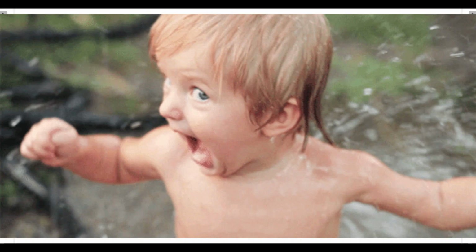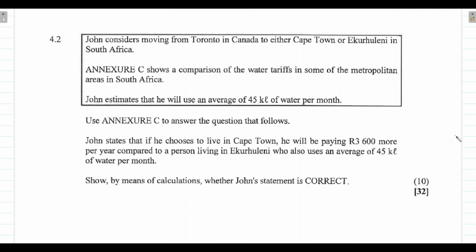Before we get started, guys, please make sure that you have your notepads, your examination pads, and your highlighters, and you take down these important points because they will really help you when it comes to analyzing questions that deal with your water tariffs.